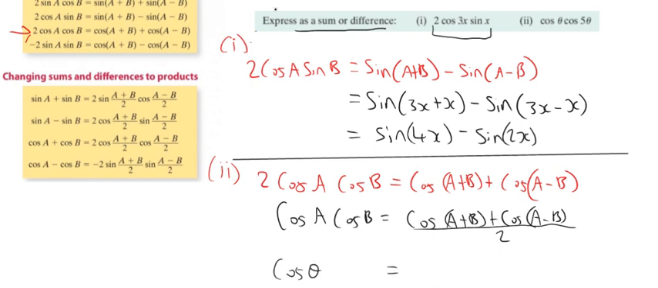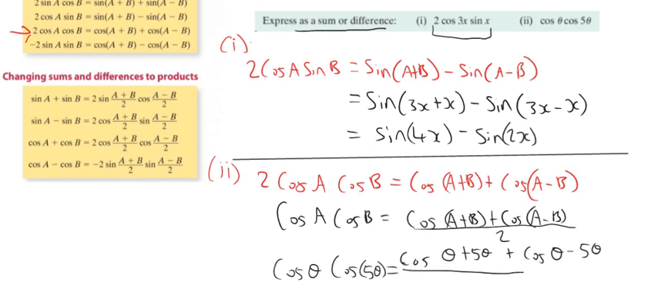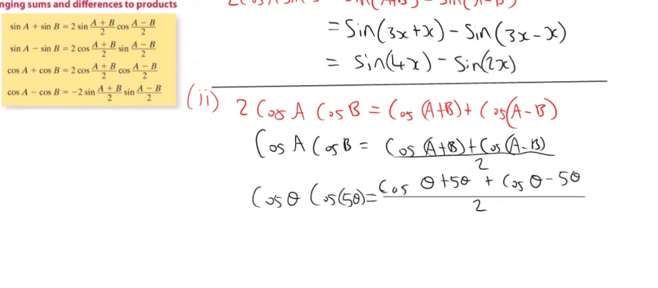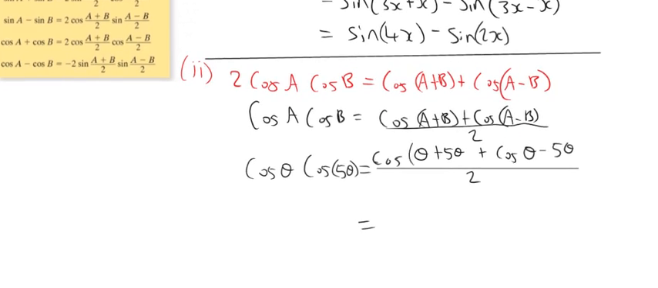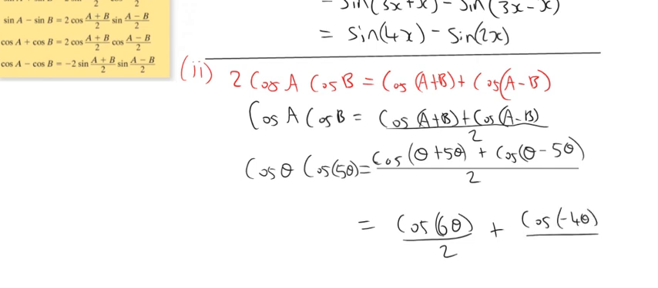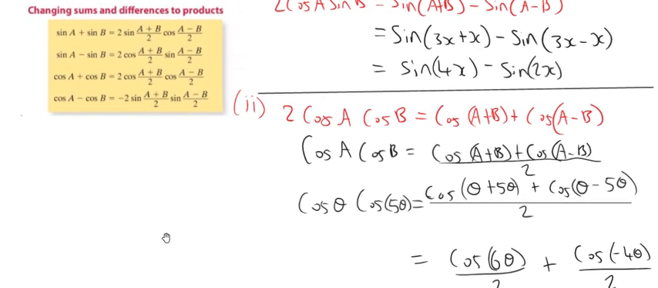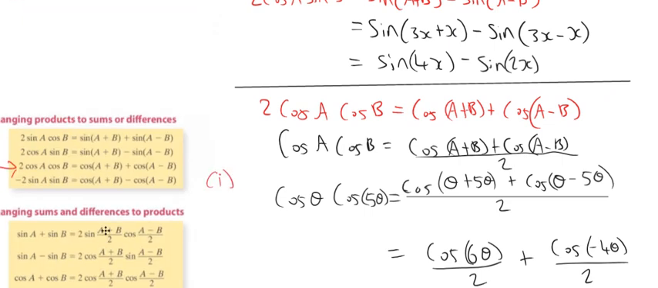So we're going to get cos theta cos 5 theta is equal to, so it'd be cos of theta plus 5 theta plus cos of theta minus 5 theta, all over 2. So it'll be cos of 6 theta when you add them together, all over 2, plus cos of, and then it'll be minus 4 theta, and we could change that then just to a positive 4 theta at the end if you want to, but you've done it there now. So we've expressed it now as a sum. So that's all you need to do for those two.